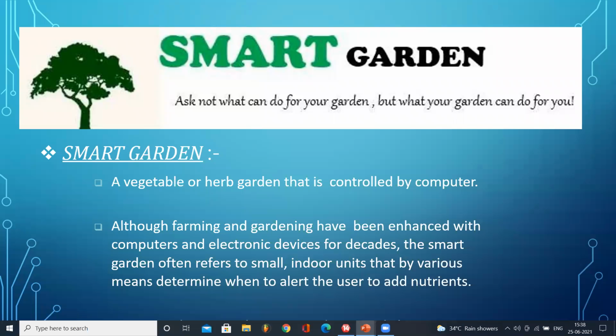Now, we would try to know a bit about smart plant monitoring, and how it would help us. If we monitor a plant, such as a vegetable or herb garden, it can be controlled by computer. Although farming and gardening have been enhanced with computers and electronic devices for decades, the smart garden often refers to small indoor units that by various means determine when to alert the user to add nutrients. These smart gardens may also manage their own lighting. Go on to the next slide.